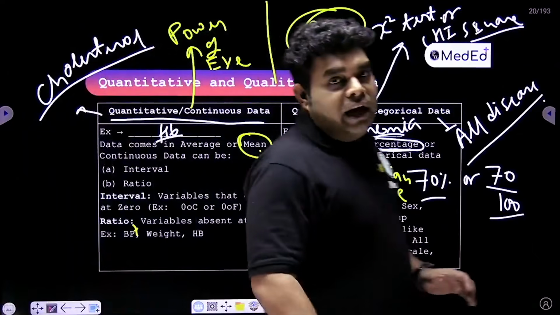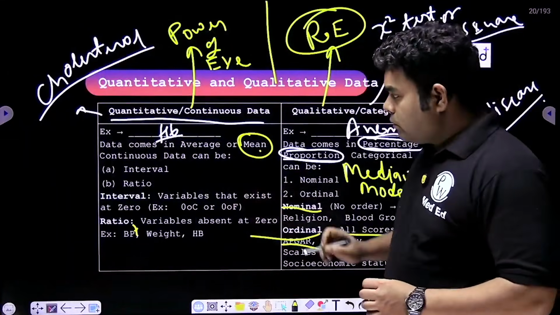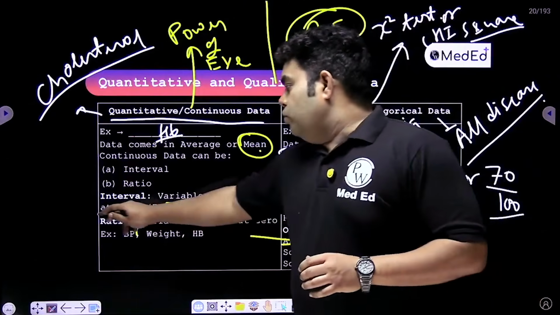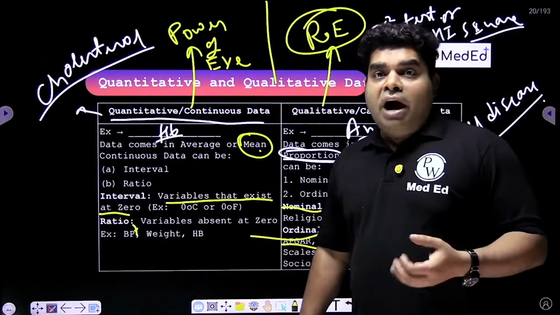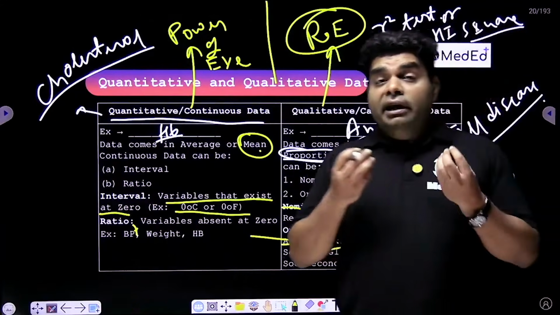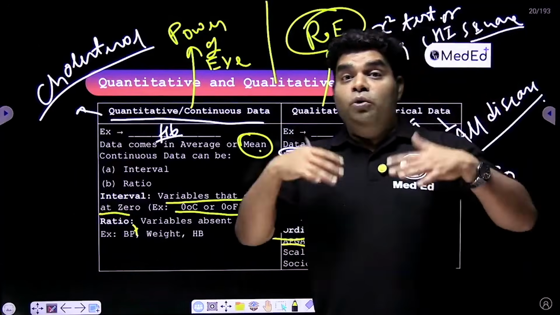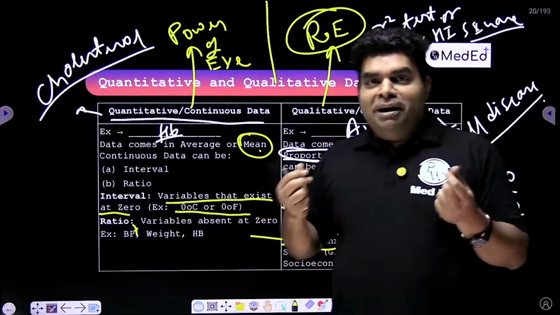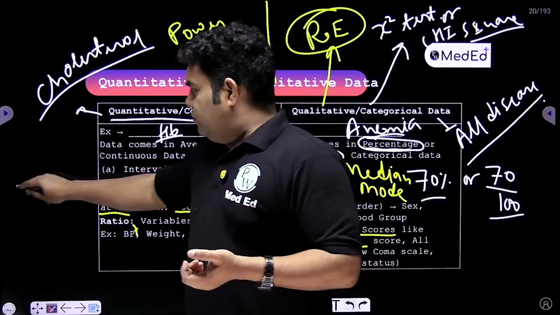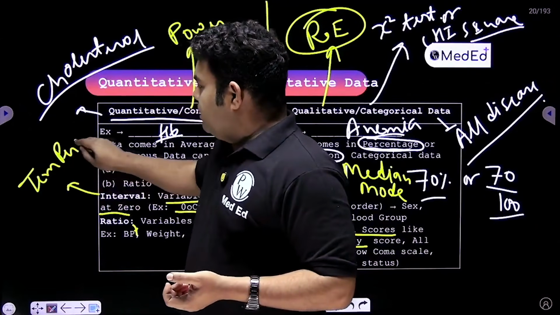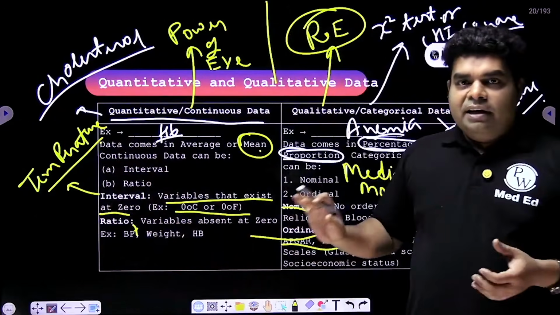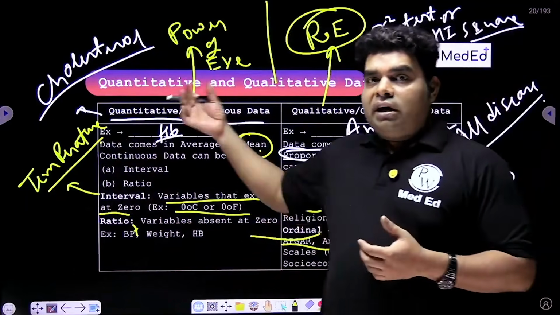Now when it comes to interval and ratio, it's very simple to understand. Interval are those variables that exist at zero. For example, many of you have felt 0 degree Celsius or 0 degree Fahrenheit in your life. And when it is 0 degree Celsius, it's not that temperature goes away. It is still palpable. You can still feel the temperature. So interval example is temperature, because temperature does not go away at 0 degree Celsius. But rest all things which are continuous is ratio.